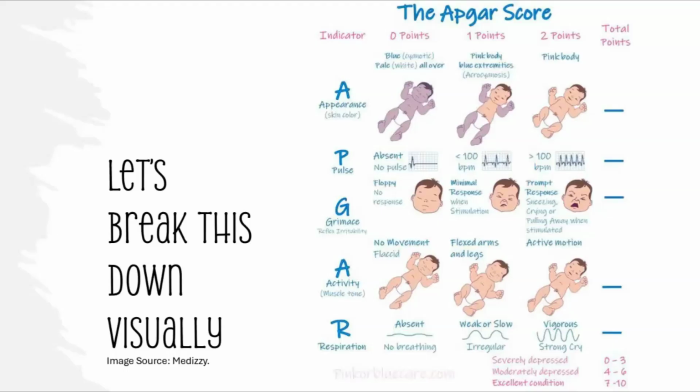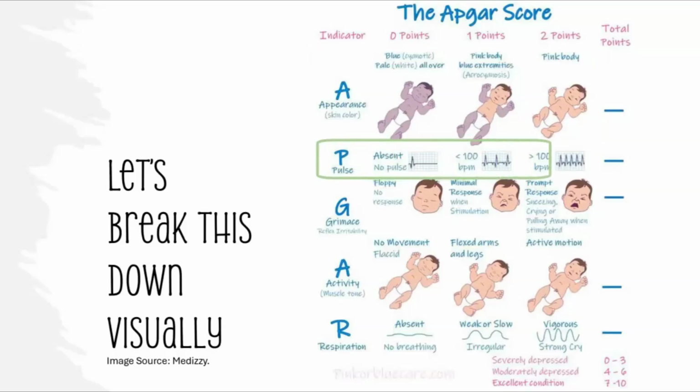So let's start with the first category, appearance. Looking at the three options, either the baby is going to get 0 points because he's blue and cyanotic, or 1 point if we perhaps see a pink body with cyanotic extremities, and medical terminology freebie here, that's acrocyanosis, and then 2 points if the baby's complete body is pink.